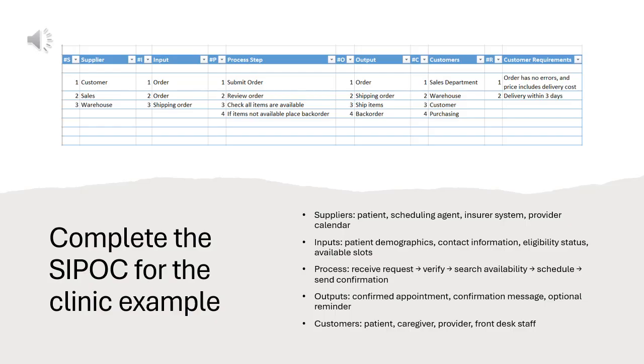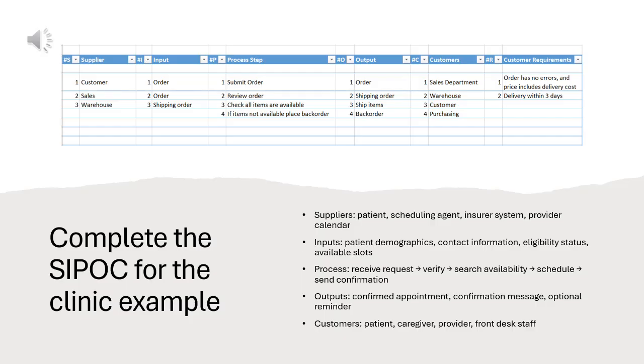Now write one clear line for each SIPOC element. Keep it short and readable. Confirm each item with stakeholders. Suppliers include patient, scheduling agent, insurer system, and provider calendar. Inputs include patient demographics, contact information, eligibility status, and available slots.